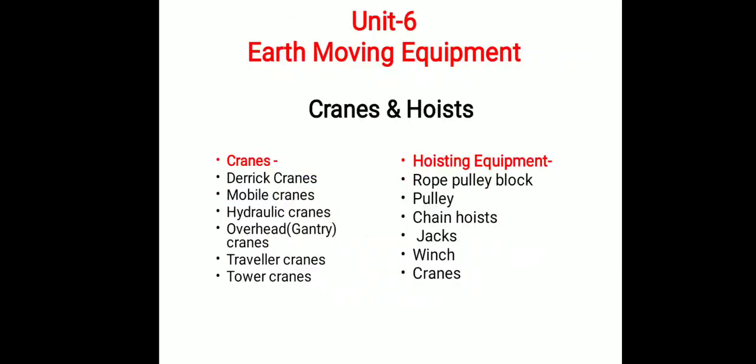cranes and hoist. So, basically, under this, we are going to study the various types of cranes as derrick cranes, mobile cranes, hydraulic cranes, overhead cranes, traveler cranes, and tower cranes. And we are going to focus on hoist also. So, under this, we are going to study the various types of hoisting equipment like rope pulley block or pulley or chain hoist or jacks, etc. So, we are starting with the cranes.